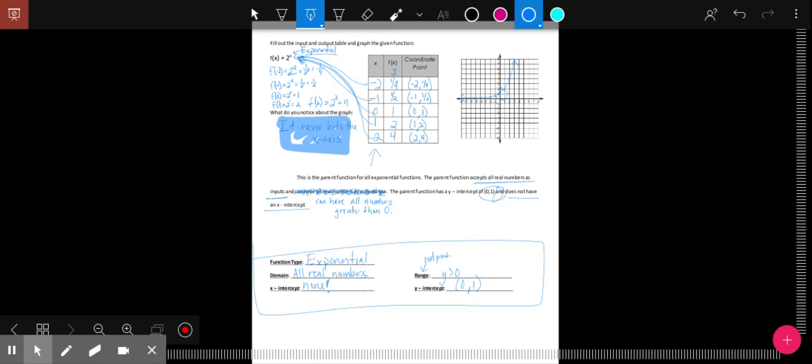So, looking at our key information, we're going to fill out our chart, and remember, this is on your test, so you have to have these memorized. So, looking at this, it says this is a parent function for all exponential functions, so function type, exponential. The parent function accepts all real numbers as inputs. Remember, all real numbers. Okay, means I can put any number into the function. See how they're positive and negative? Okay, so all real numbers for my domain, just like every other function.